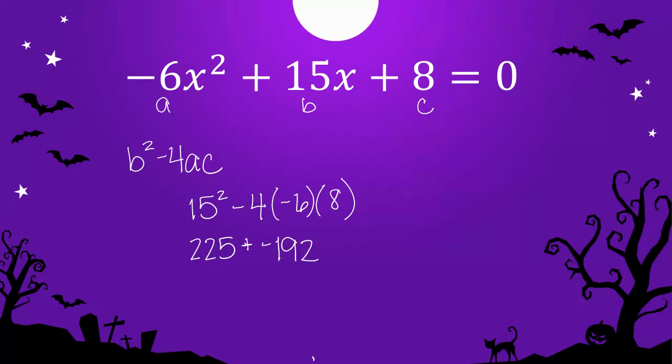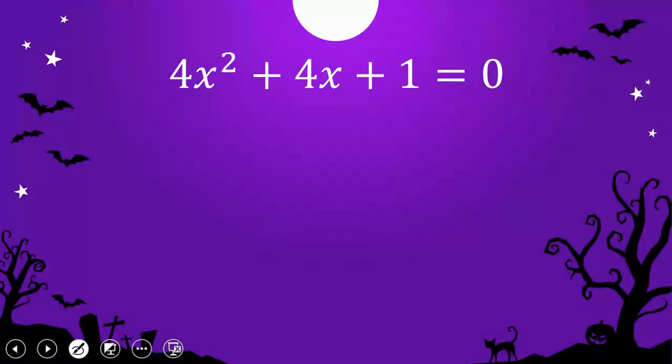And remember that when I am subtracting a negative, it becomes plus. So 225 plus 192 is 417. This discriminant is greater than 0, therefore there are 2 real roots. I will not have any i's in my answer. From here, we're going to talk in a couple minutes about how to determine which method to use to solve once I know that I have 2 real roots.